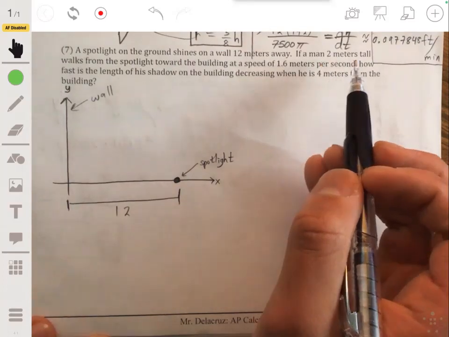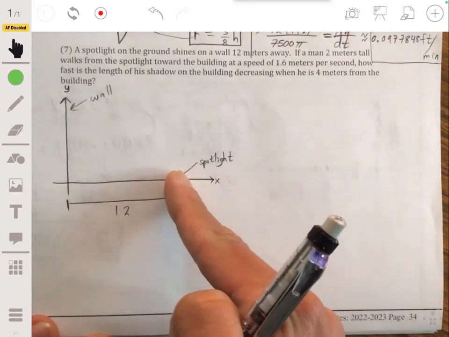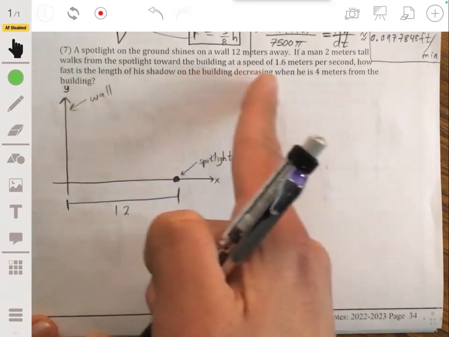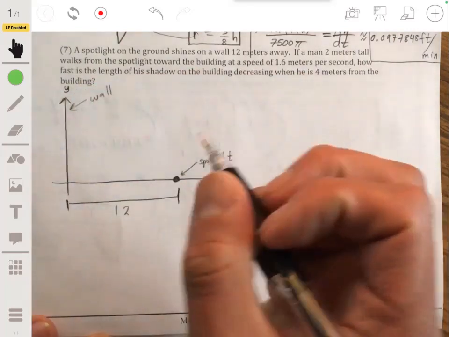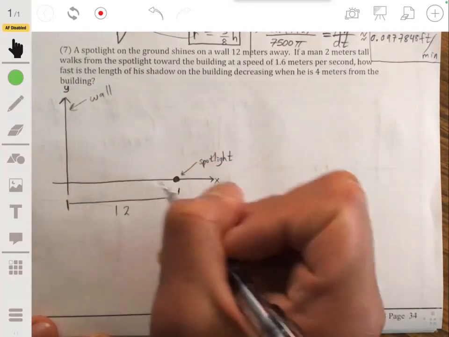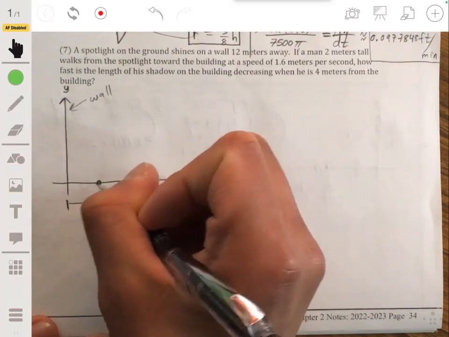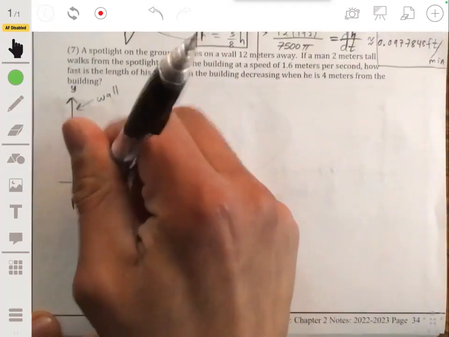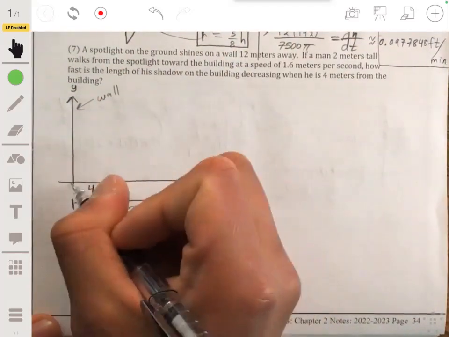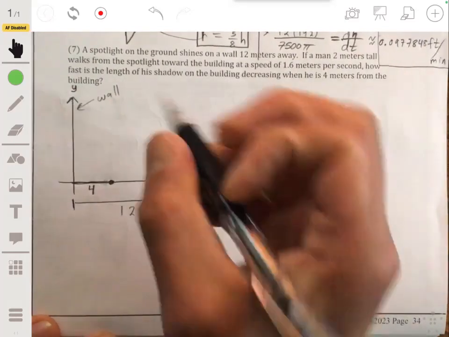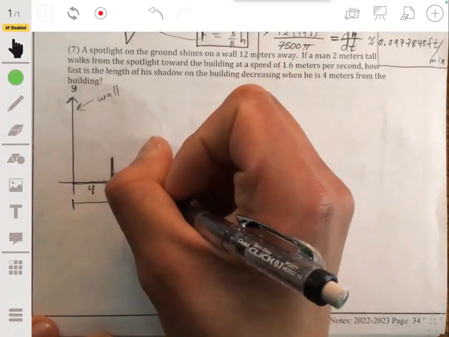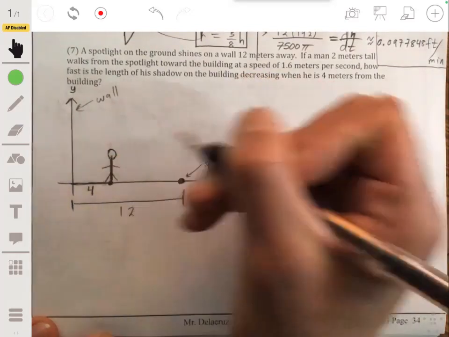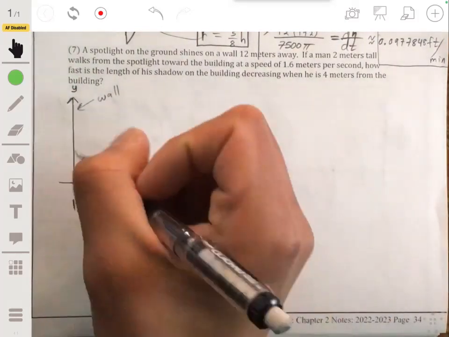And this is a man that's 2 meters tall, walks from the spotlight. So he's walking from here in this direction at a speed of 1.6 meters per second. How fast is the length of the shadow on the building decreasing when he's 4 meters from the building? So 4 meters from the building, about 1/3 the way then. So we'll say that this will be 4. We'll probably get a little bit more. So let's say about there. 2 meters tall, this will be our man. Very good, all right, there's our man. And this shadow is going to be on here.